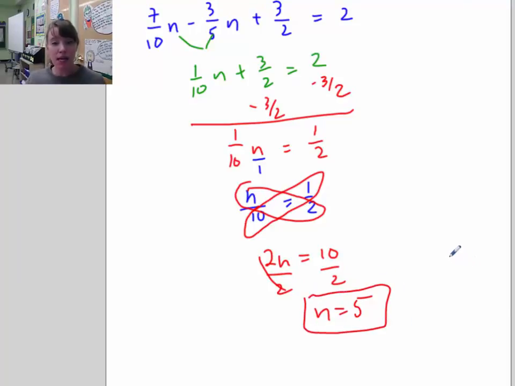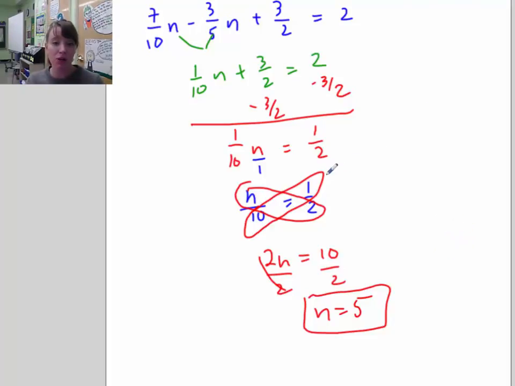So it takes a little bit of time to solve these equations with fractions as coefficients, but it's not a huge amount of time, and it's pretty understandable because you know how to both solve equations and work with fractions, so you're just combining these two skills.